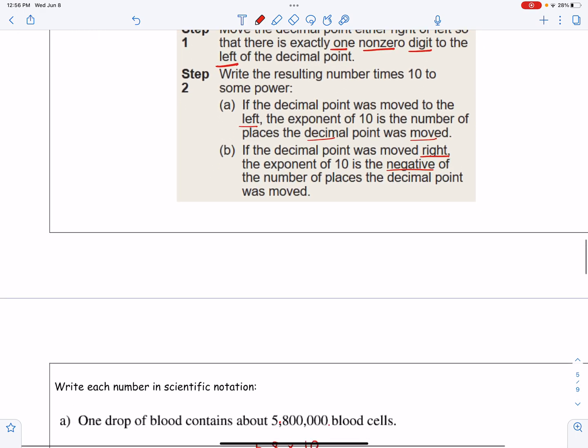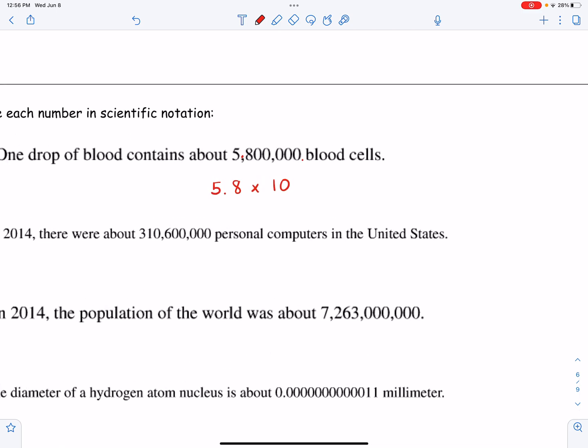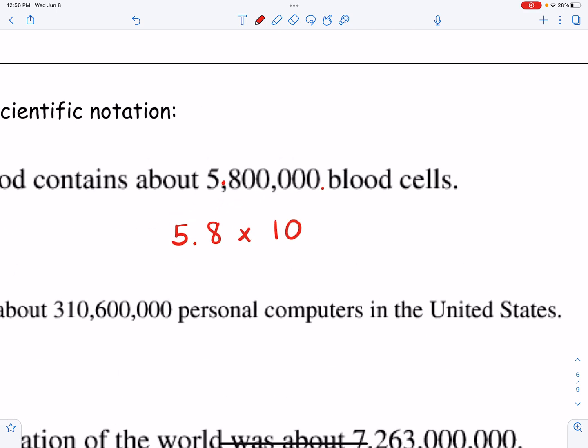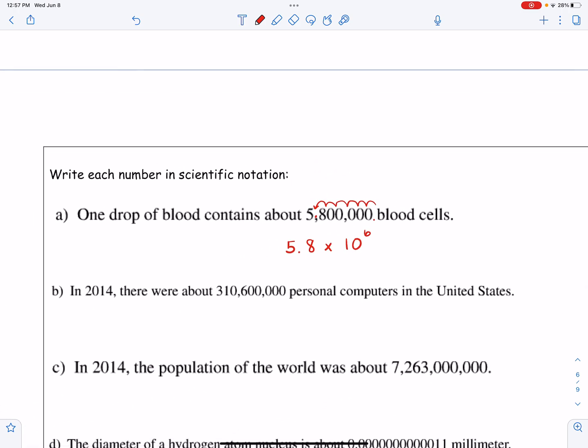Okay, so I look back here at mine. The decimal was moved to the left, and the number of places is 1, 2, 3, 4, 5, 6. So 6 places to the left means the exponent on the 10 will just be 6. And you can check that because 10 to the 6th power means to get back to the original number, you would move the decimal 6 places to the right, and you'd be right back at your initial value. So with big numbers, your exponent in scientific notation is going to be positive.